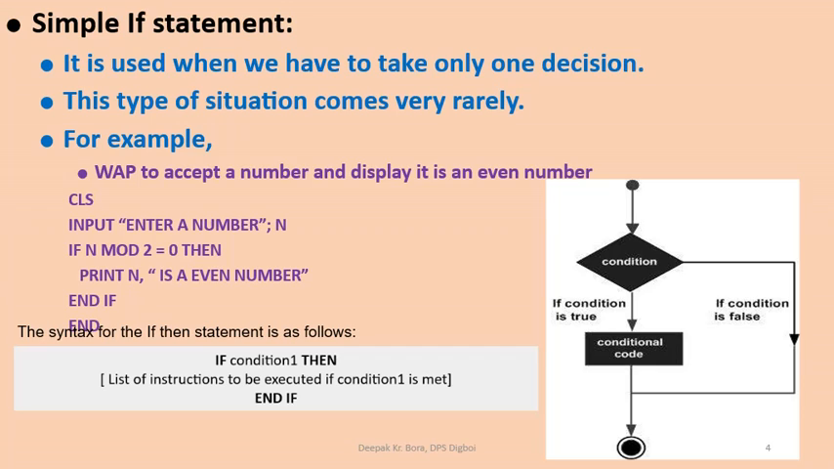So in our particular program given here, if n mod 2 is not equal to 0, then it will come directly to end, and if it is 0, that means the remainder is 0, then it will print the statement and then come out of the if statement. I hope you have understood this simple if statement, but this if statement we rarely use. So let us move on to the next statement.